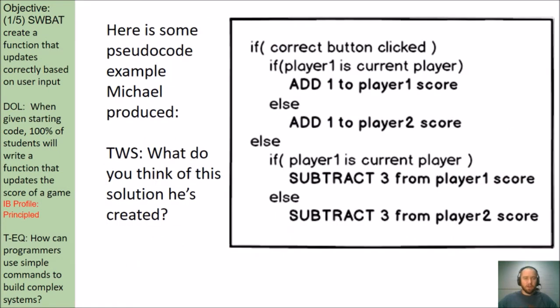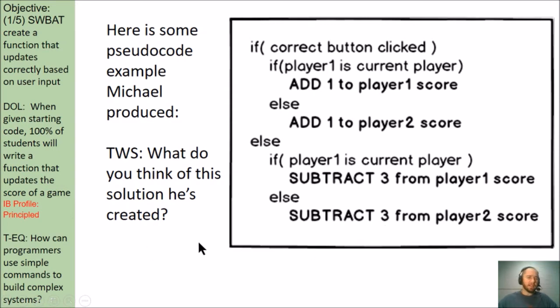So here's some pseudocode Michael just typed up real quick. So what Michael's thinking here is if the correct button is clicked and it's player 1 clicking it, go ahead and add 1 to the player 1 score. Or else add 1 to the player 2 score, because if it's not player 1 clicking it, it must be player 2. Now if the correct button is not clicked, down here we have a different else statement. If the correct button is not clicked, player 1 will get a subtraction of 3 from their score. Or if it's player 2 who made the mistake, then it's player 2 who's going to receive -3.